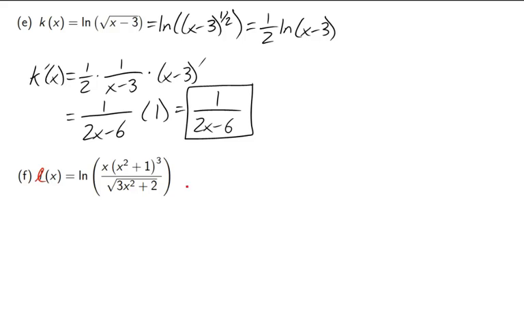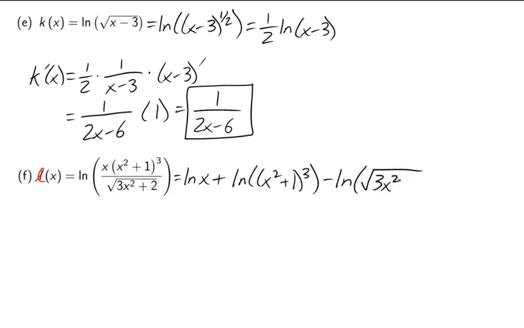However, let's use our properties of logarithms. I've got the natural log of x plus the natural log of x squared plus 1 to the third minus the natural log of the square root of 3x squared plus 2. Just recall how the properties of logarithms work here. If it's in the numerator, it's positive. If it's in the denominator, it's negative.